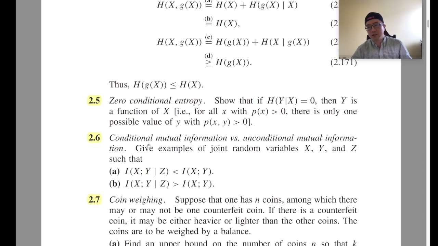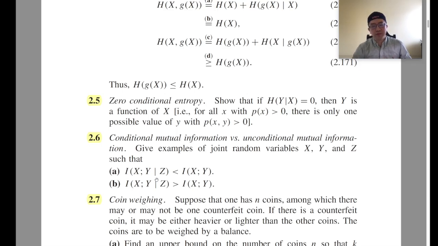And now let's see our question number 6. So we have seen this in class before, right? This is a conditional mutual information versus unconditional mutual information, right? Unlike entropy, for entropy we know that conditioning reduces entropy, right? But for the mutual information, it's unclear, right? The conditioning can either increase the mutual information or it can decrease the mutual information, right?